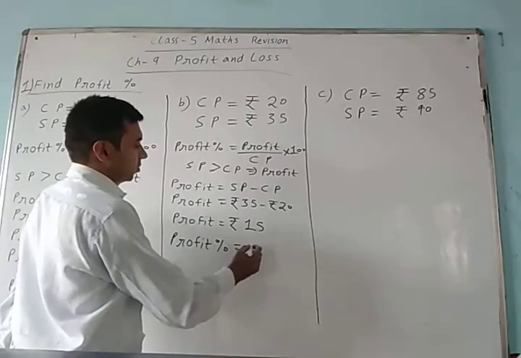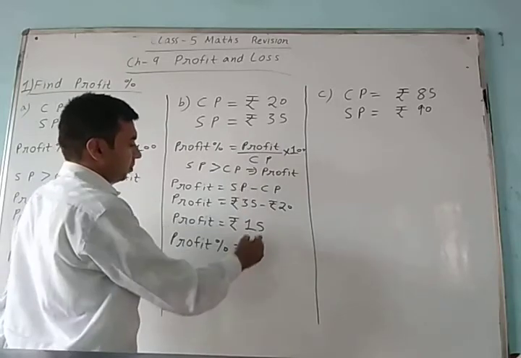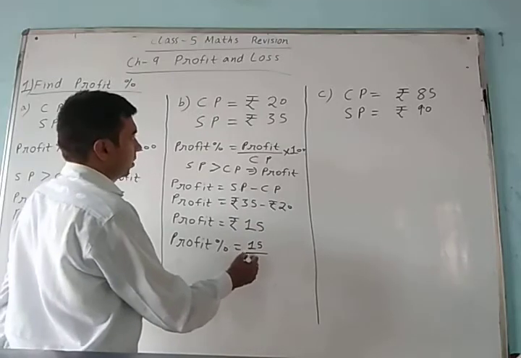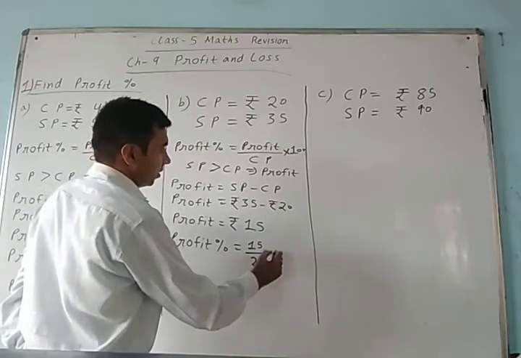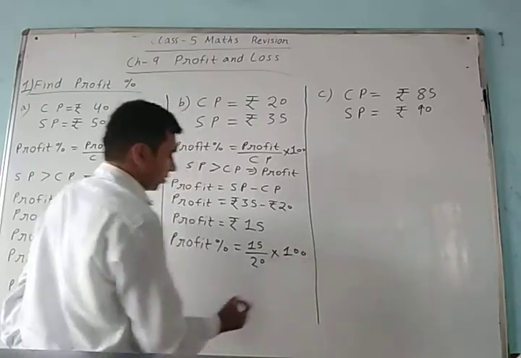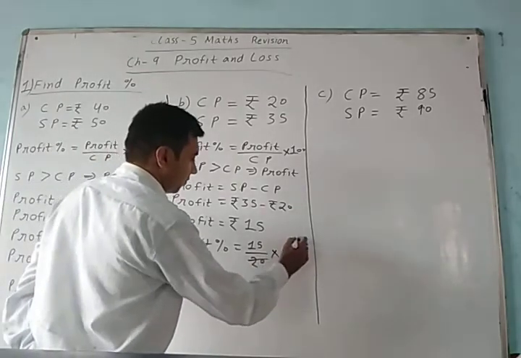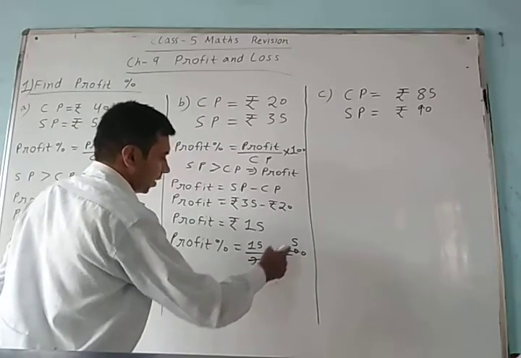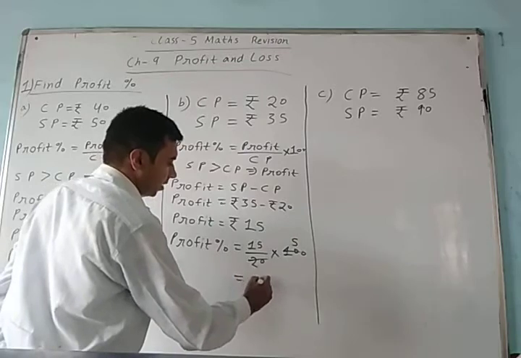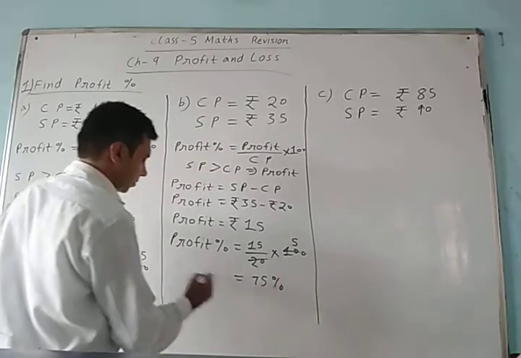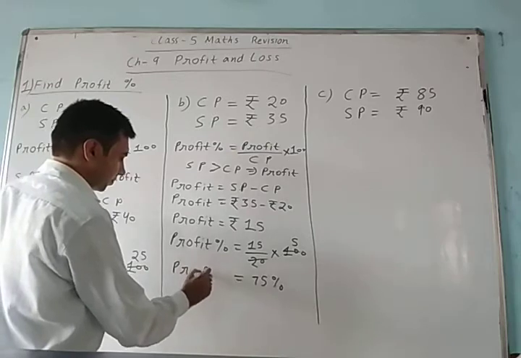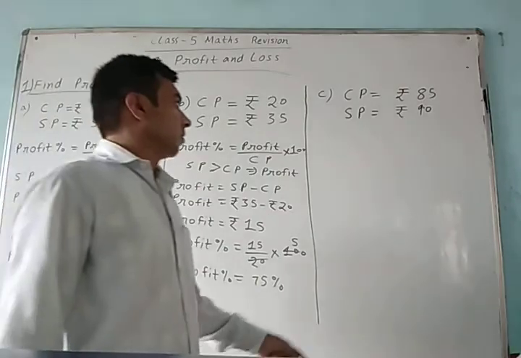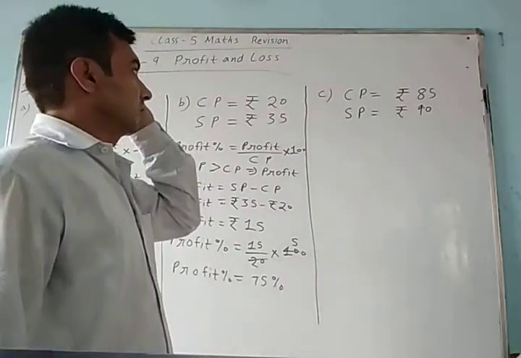Now student, profit percent is equal to profit upon CP. So profit how much? 15. And CP, student, cost price how much? 20 into 100. So student, see here, we reduce and solve, and the answer is 75%.